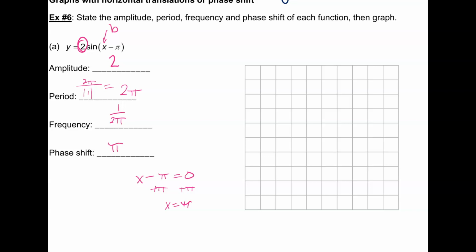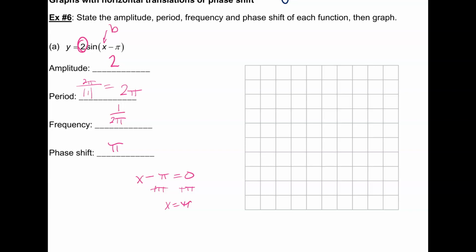So that means everything is shifted pi to the right. And guess what? If I found the phase shift was negative, everything would be shifting to the left. So it's like we're all standing in a line, and with a phase shift of pi, I step to the right by pi units. Literally moving everything. I'm not stretching or compressing, I'm just sliding it over.